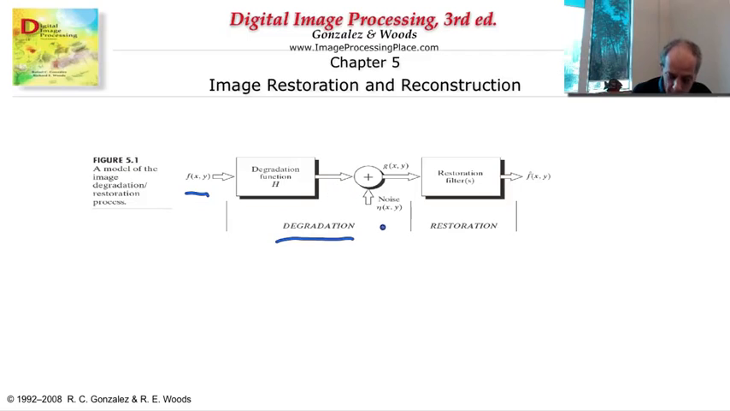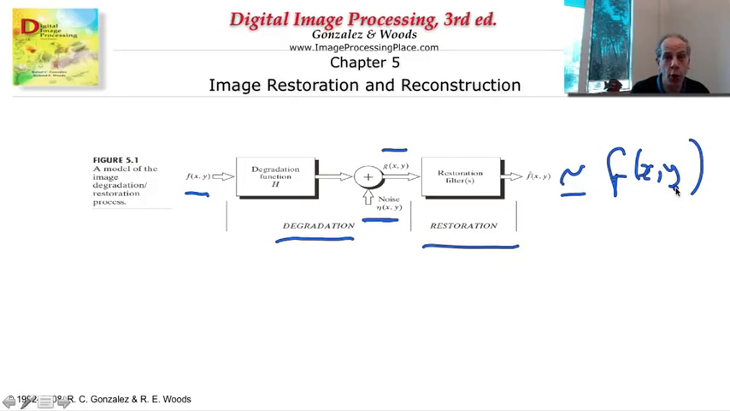After the image has gone through degradation, there is noise added to it. For example, the sensors in cameras have noise. The sensors in magnetic resonance have noise. So there is noise added to it, and this is what we have actually observed, G. Now from G, we need to go back to F, as close as possible to the original F, and that's why this is called restoration. We're going to try to invert this degradation and noise in order to produce an image which is as close as possible to the original image. That's the goal of restoration.